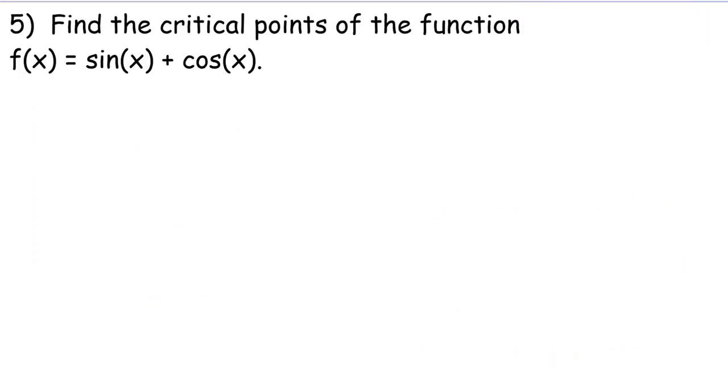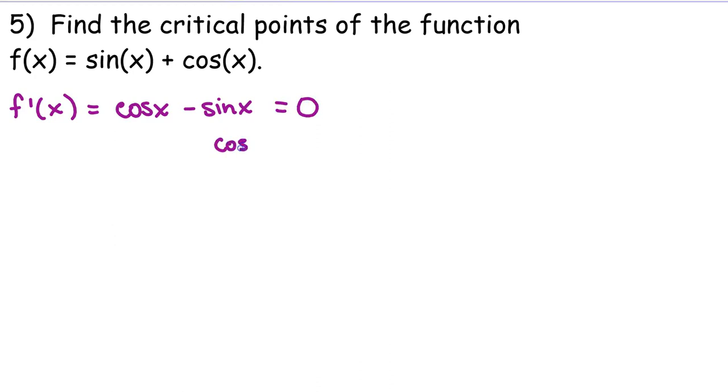Okay, let's do another one. Find the critical points of this function, so something trigonometric. So again, we start with the derivative. The derivative of sine x is cosine x, and the derivative of cosine x is negative sine x. So we want to know where that equals 0 or does not exist. Now, the cosine function is defined for all real numbers, as is the sine function. So there's no place where it does not exist. So we're just going to solve where this derivative equals 0.